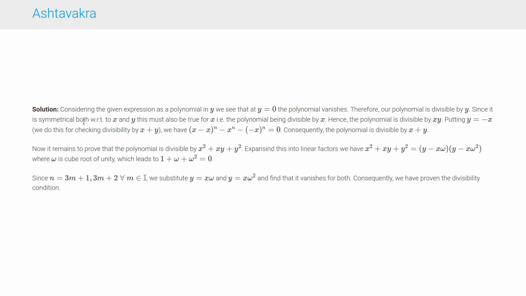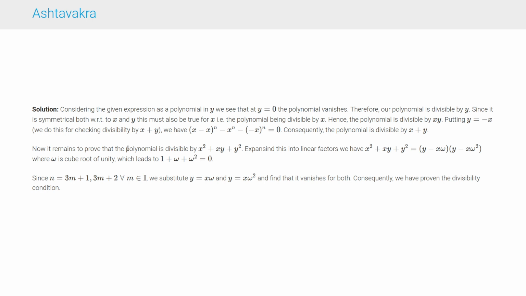Since it is symmetrical with respect to both x and y, this must also be true for x, that is, the polynomial is divisible by x. Hence the polynomial is divisible by xy. Putting y equal to minus x, we have (x minus x) to the power n minus x to the power n minus (minus x) to the power n. You see that this becomes 0. Consequently, the polynomial is divisible by x plus y.